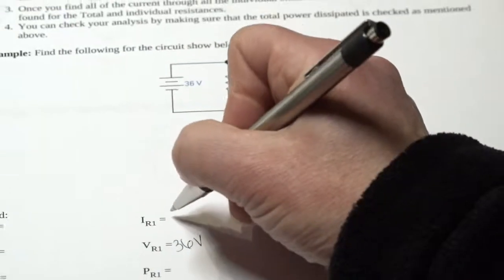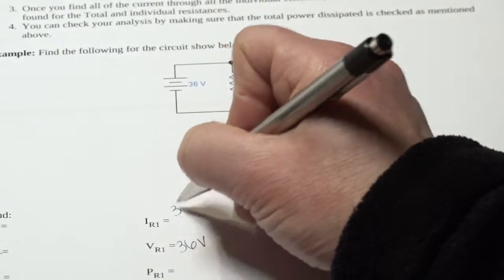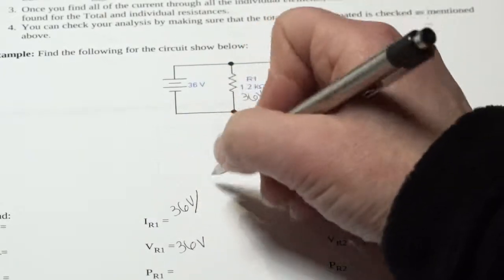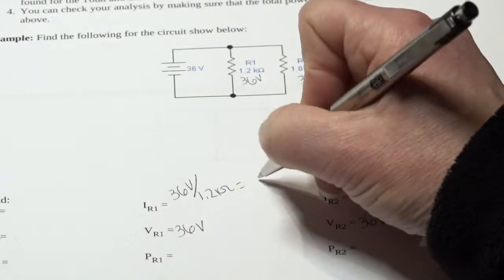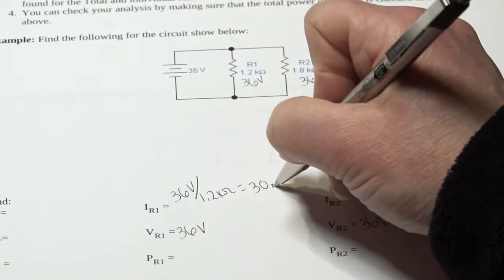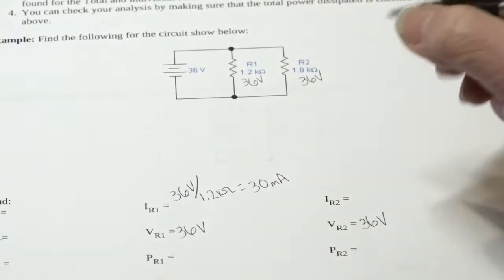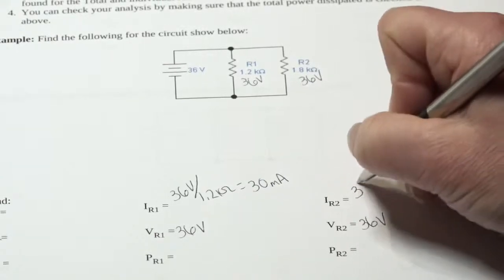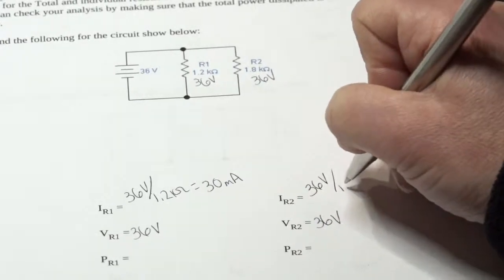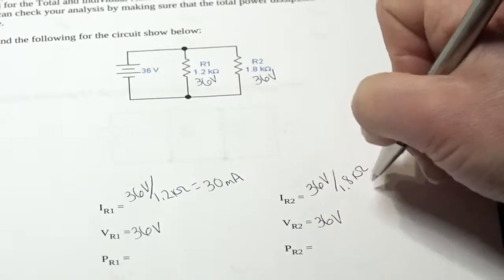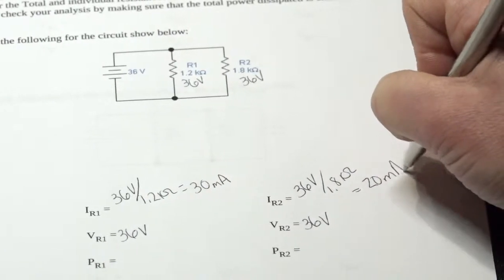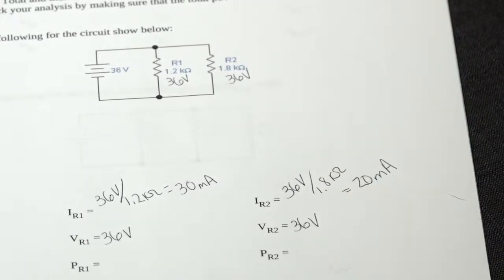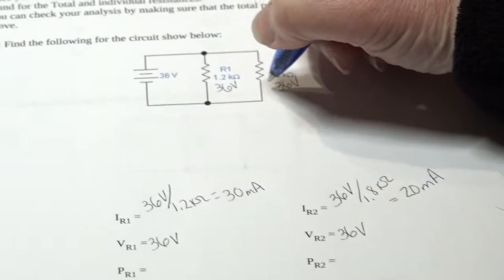So we do so. 36 volts divided by 1.2K ohms gives us 30 milliamps. 36 volts divided by 1.8K ohms gives us 20 milliamps. So I'm going to take that information and draw it right here.